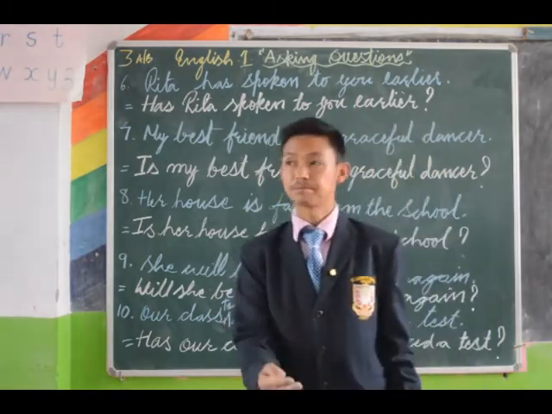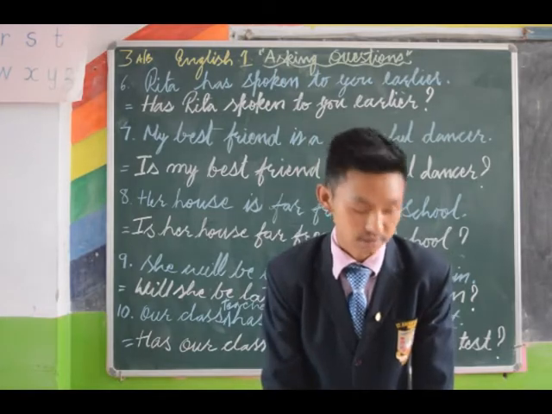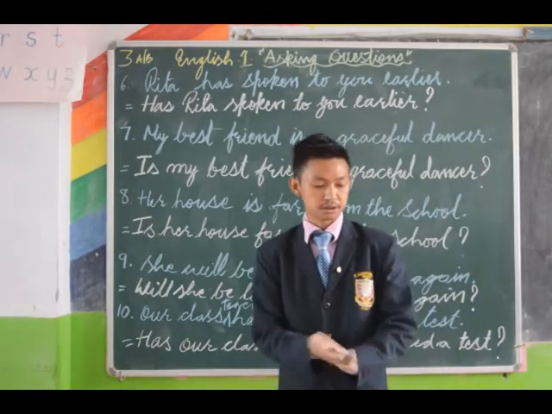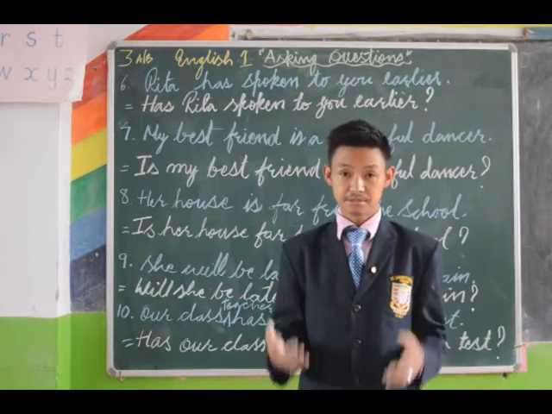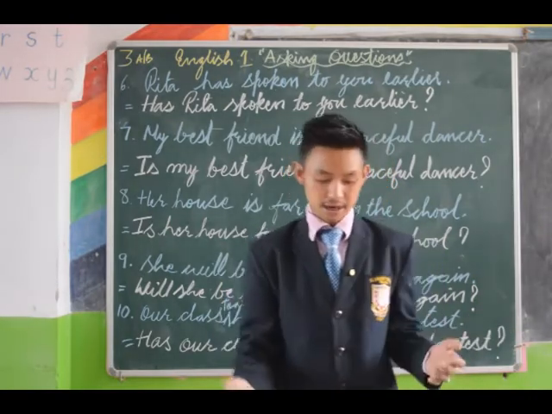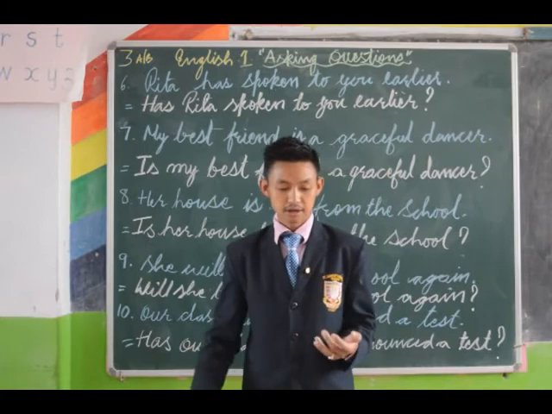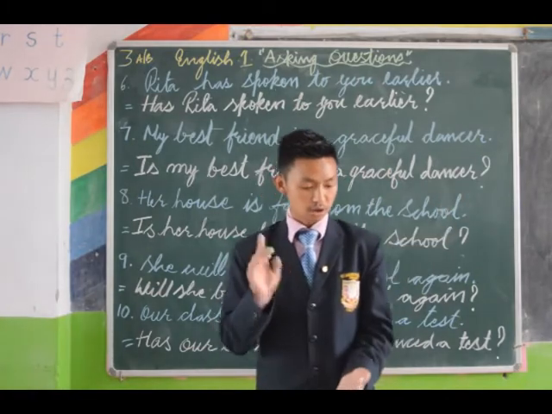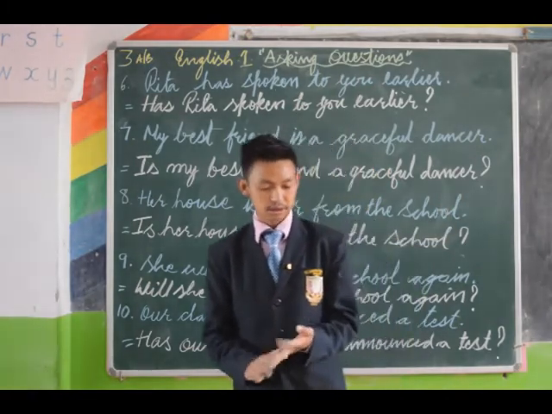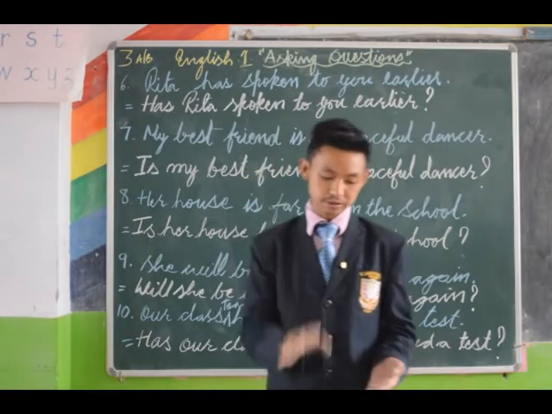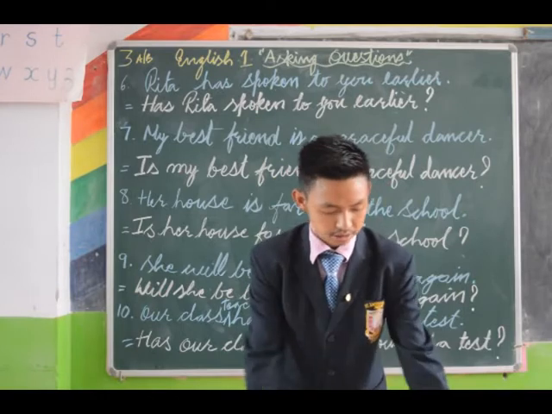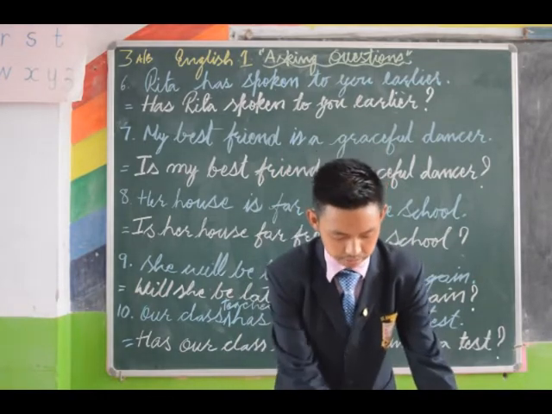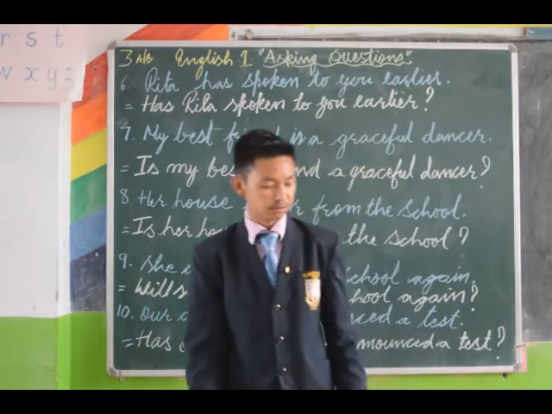And the next topic is punctuation. Now, punctuation, what is this? There are 5 punctuation marks that we are going to learn. These are full stop, question mark, comma, inverted commas, and the exclamation mark. These are the few things that we are going to learn in this chapter.